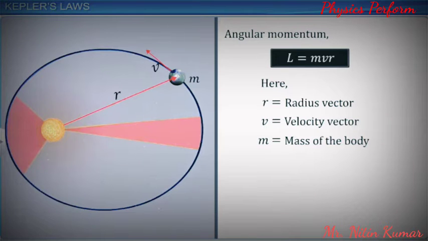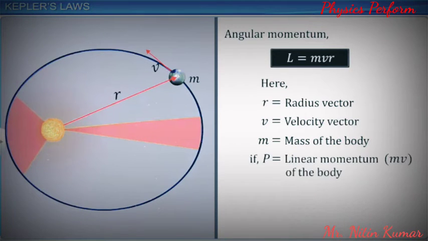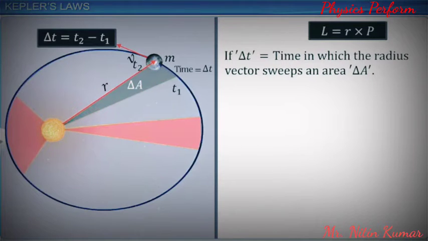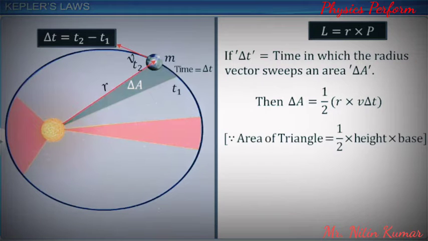If delta t is the time in which the radius vector sweeps an area delta A, then delta A is equal to half multiplied by r multiplied by v delta t. Thus, delta A by delta t is equal to half r multiplied by v. On simplification, we get delta A by delta t is equal to half L by m.